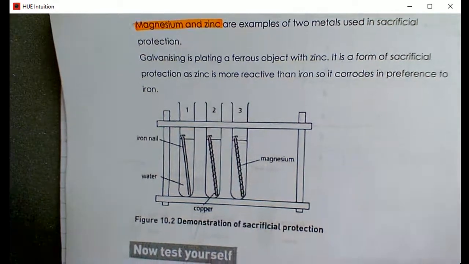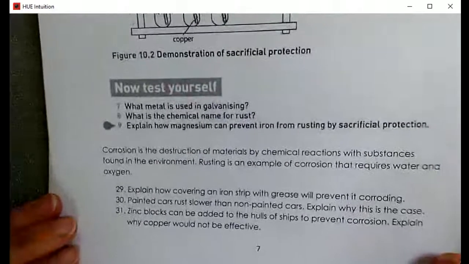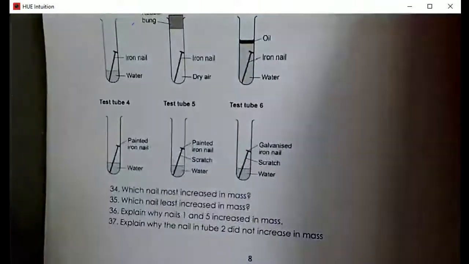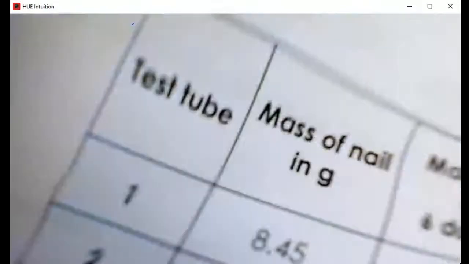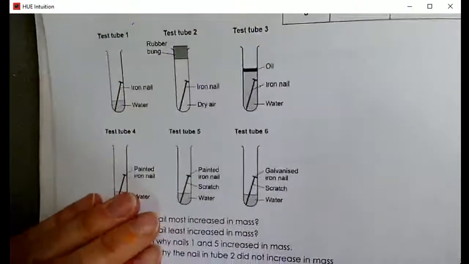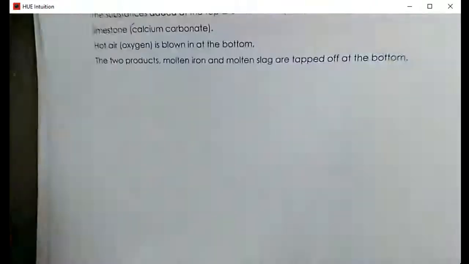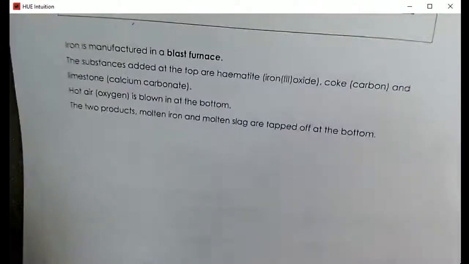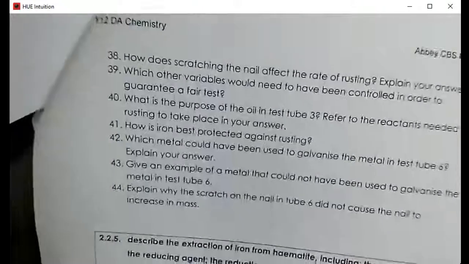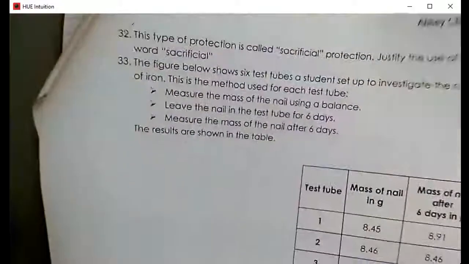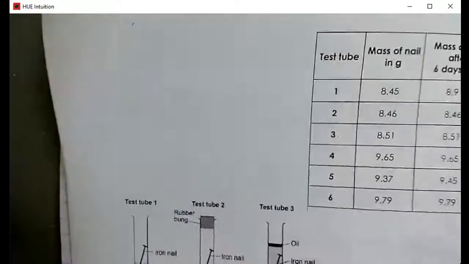Okay, so what I want you to do now is the questions on page 7, on page 8, and that is what you are to do now and for homework, and send me page 9. So they are the questions that you are to do between now and tomorrow.